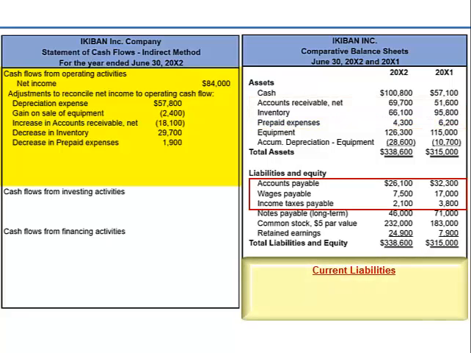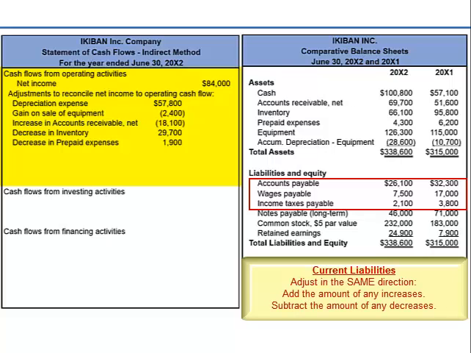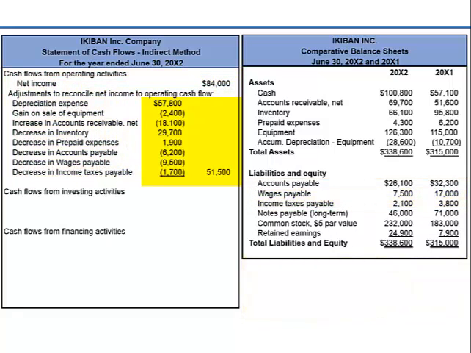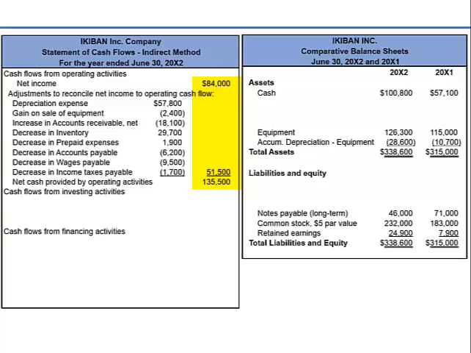The change in the current operating liabilities are adjusted in the same direction. We add any increases and subtract the decreases. Accounts payable decreased in the current year. We subtract the amount of the decrease, $6,200. Wages payable and income taxes payable also decreased. We subtract the amount of the decreases. Total adjustments of $51,500 are added to net income to calculate net cash provided by operating activities, $135,500. We've now fully explained the change in all current assets and current liabilities.